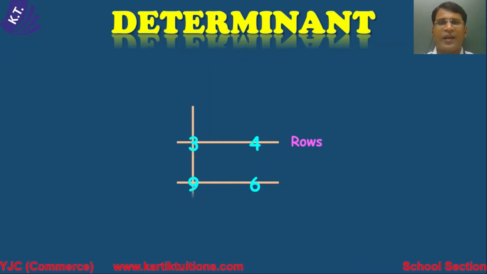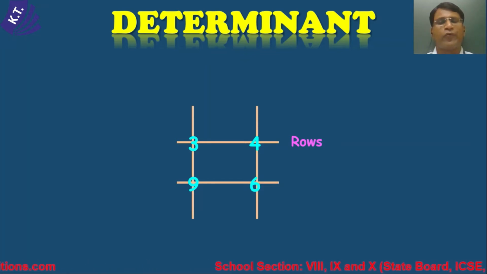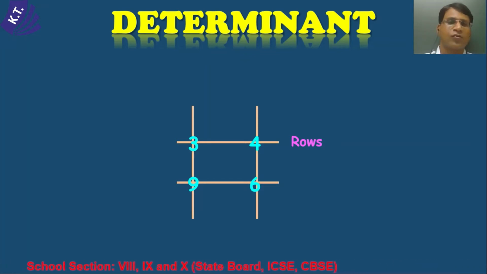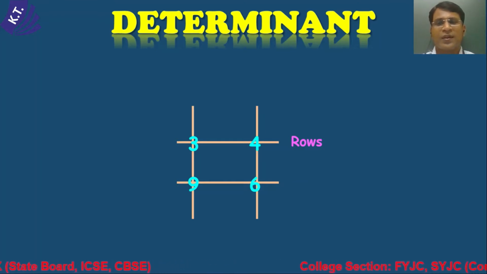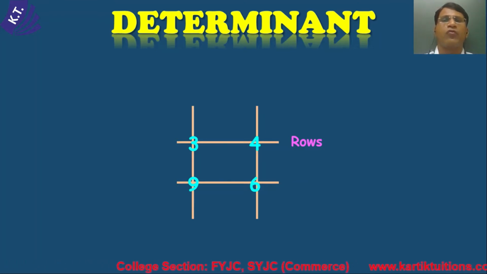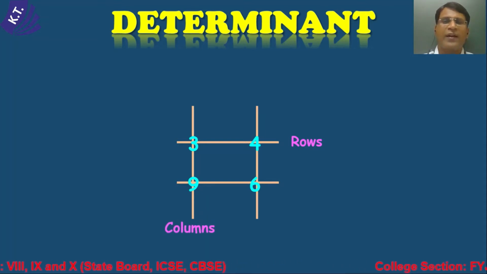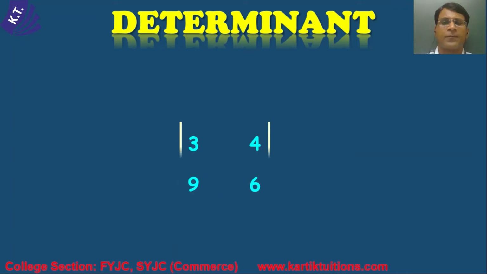Now 3 and 9 are in the same column, 4 and 6 are in the next column. So basically, 3 and 9 are the coefficients of x in both the equations, and 4 and 6 are the coefficients of y in both the equations. Now, whenever we write the determinant, we always write it between two parallel lines. Now, let's learn how to solve a determinant.